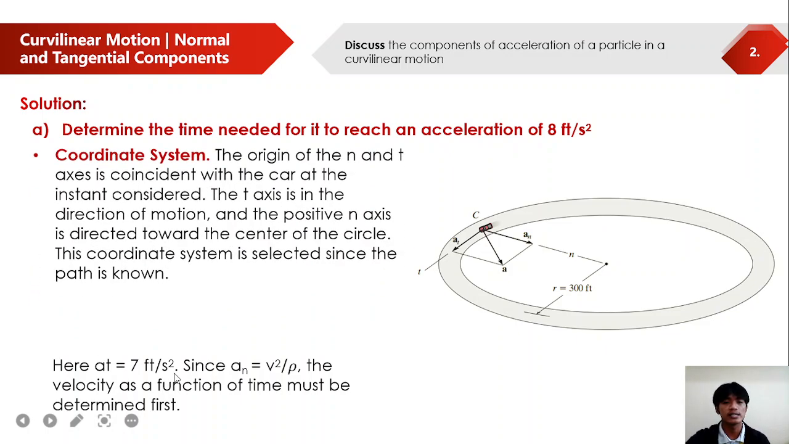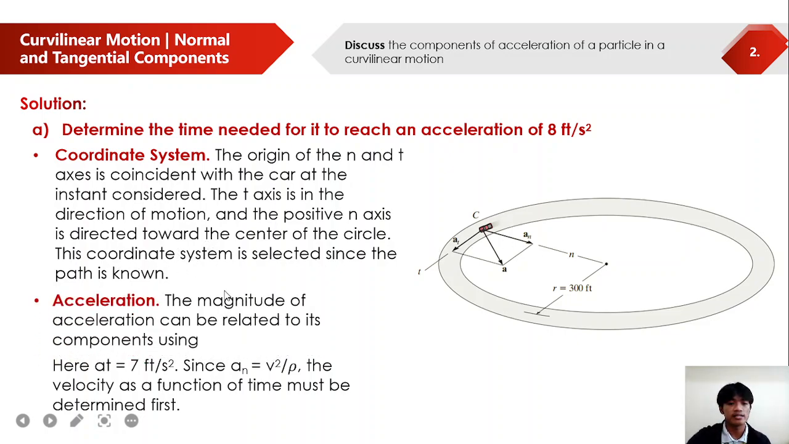So let's have the coordinate system. The origin of the n and t axis is coincident with the car at the instant considered. Ayan, always nasa particle talaga yung mga axis natin sa normal and tangential component. The t-axis is in the direction of motion. And the positive n-axis is directed toward the center of the circle. Ayan. So we have our axis na. And this coordinate system is used since the path is known.